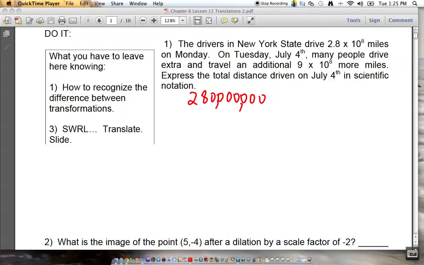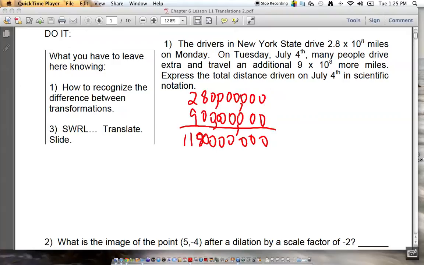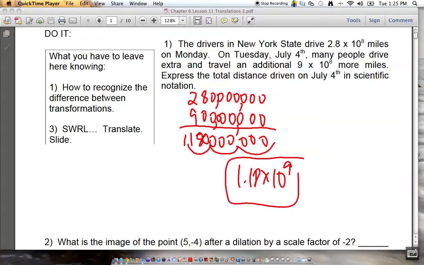Now the next one is 9 times 10 to the 8th. That looks like this. Adding them up, I get 0, 0, 0, 0, 0, 0, 0, 8, 11. Now put it in scientific notation. 3, 6, 9 places. 1.18 times 10 to the 9th. And that is my answer. 1.18 times 10 to the 9th.